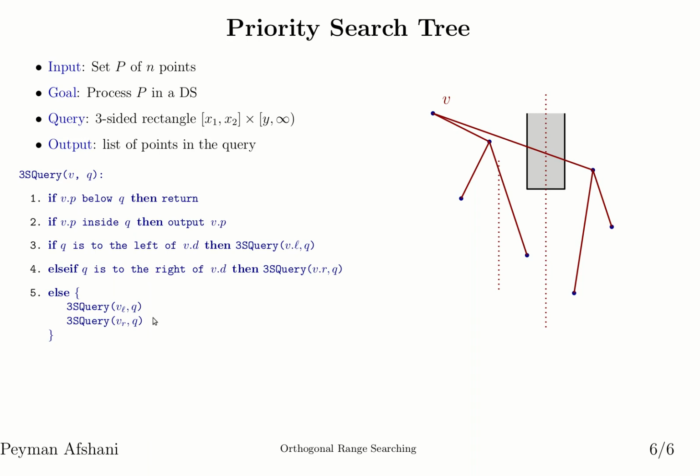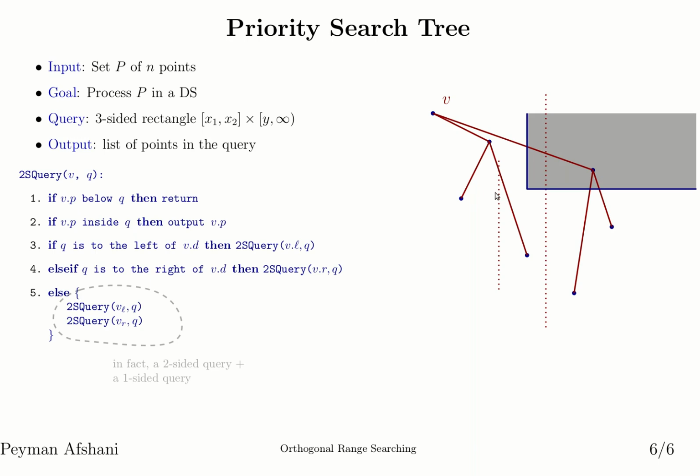However, we can analyze the query in more detail. What you need to realize is that the queries here are in fact a two-sided query on the left and another two-sided query on the right. And this will be very helpful in analyzing this algorithm. So when we call this query algorithm recursively using VL and Q, Q will be treated as a two-sided query on the left child, and Q will be treated as a two-sided query on the right child.